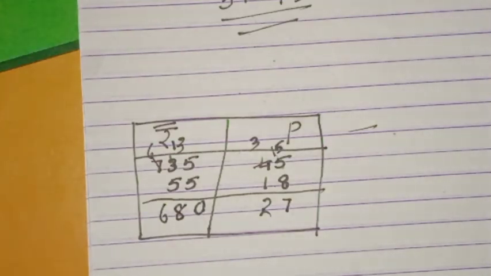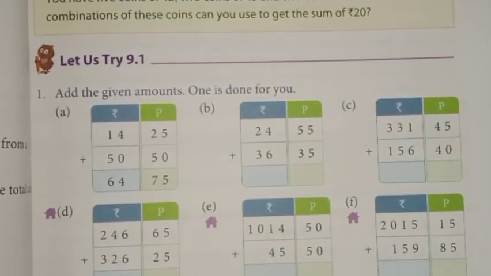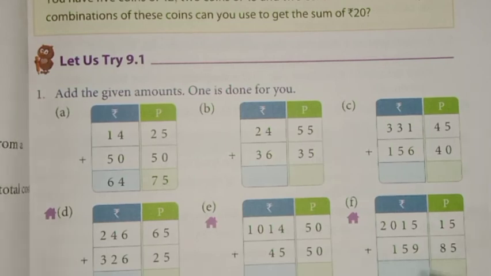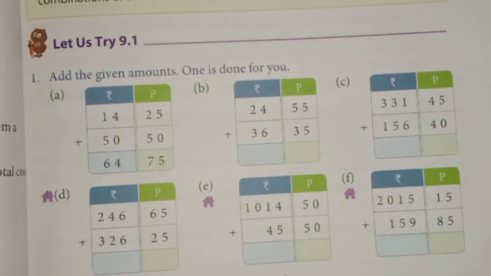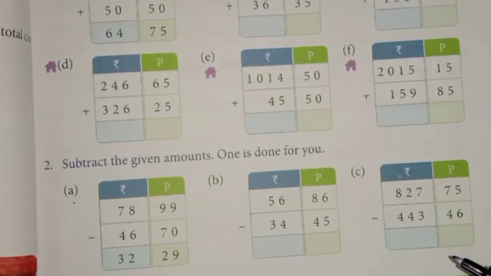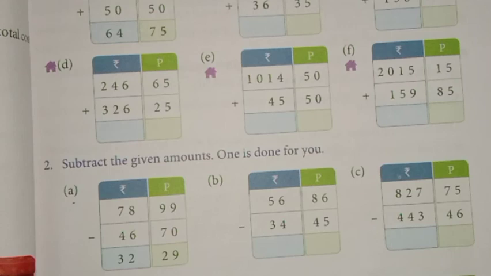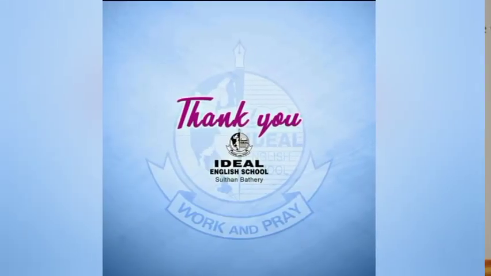This way you can do the textbook activities also. Next we can do the textbook activities. Add the given amount, and one is done for you. So you can do these whole activities. I showed in the examples. So you can look at that and find out the answer. These are the subtraction and addition activities.